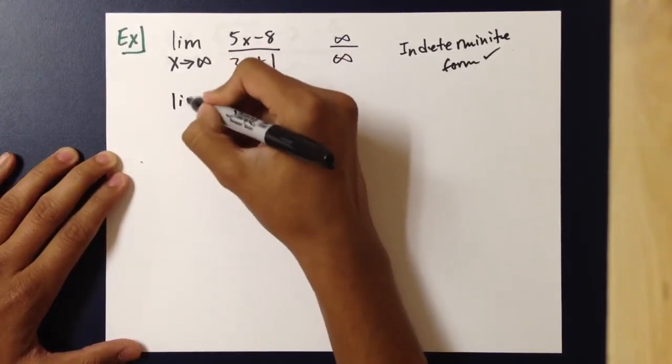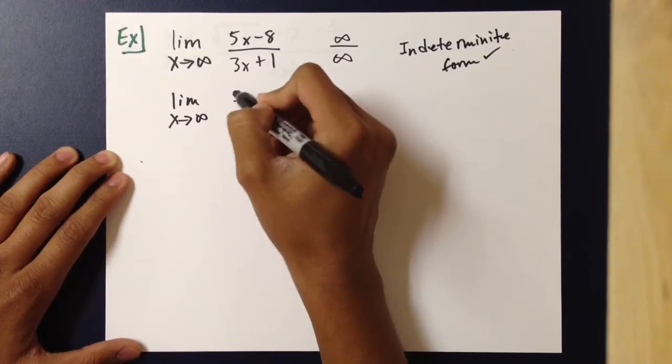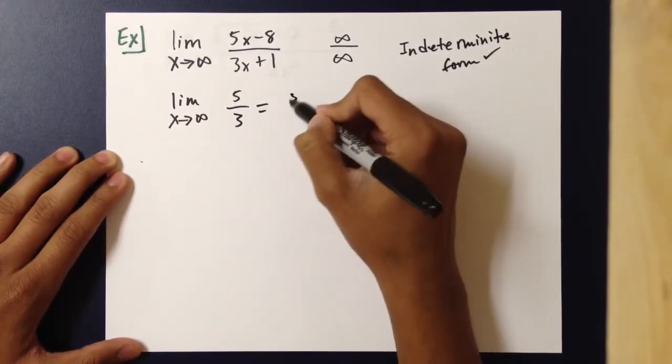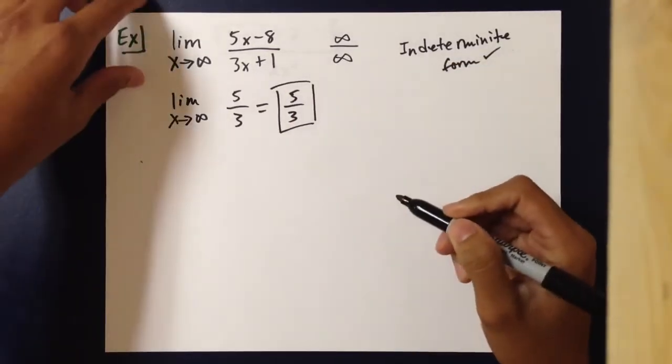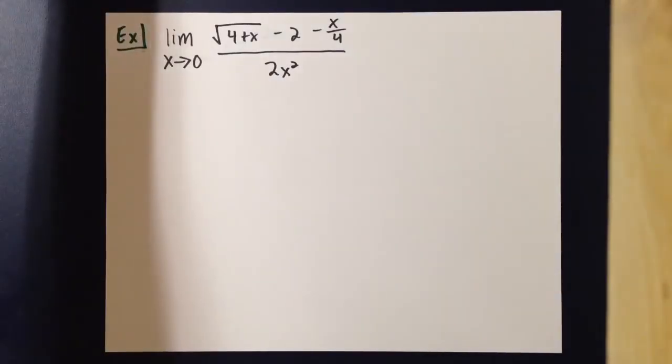So, we take the derivative of the top as the limit of x approaches infinity. The derivative of the top is 5. The derivative of the bottom is 3. And we get 5 over 3. And that is the answer. It's quite simple. Let's try to attack a harder problem.